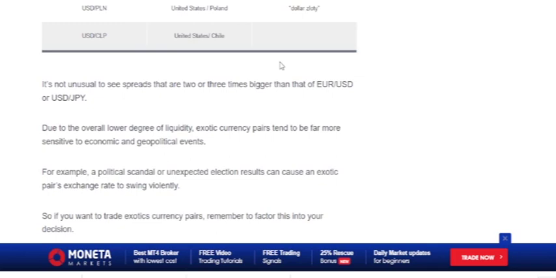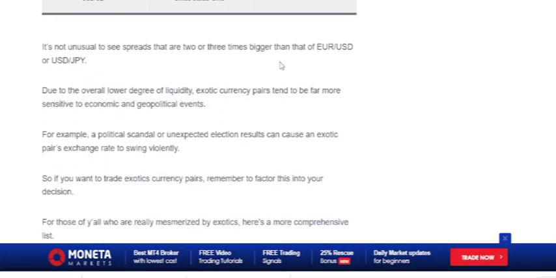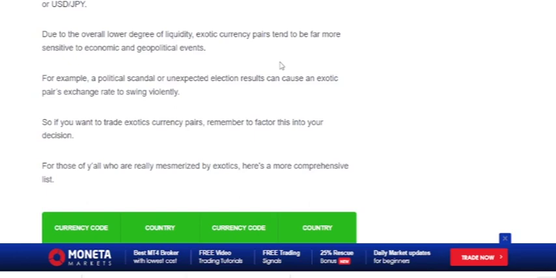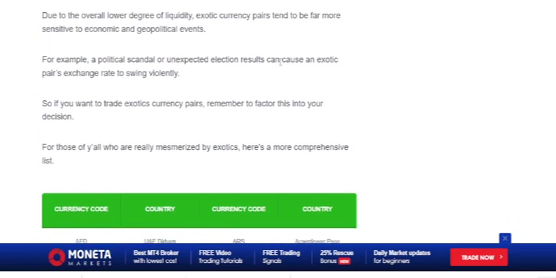Due to the overall lower degree of liquidity, exotic currency pairs tend to be far more sensitive to economic and geopolitical events. For example, a political scandal or unexpected election results can cause an exotic pair's exchange rate to swing violently. So if you want to trade exotic currency pairs, remember to factor this into your decision.